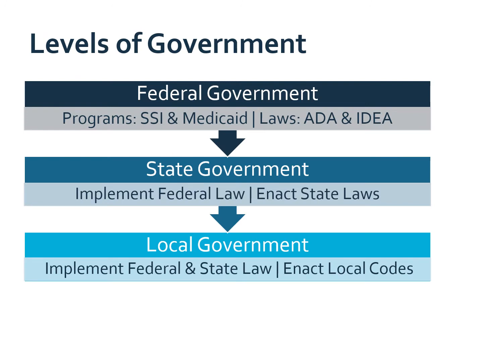So let's talk about the levels of government. We have the federal government, which operates programs such as Social Security and Medicaid, and there are federal laws such as the Americans with Disabilities Act. Then we have our state government, which implements federal law and enacts state laws. And then we have our local government, which implements both federal and state laws and enacts local codes like building codes, dog walking ordinances, parking codes, those kinds of things.